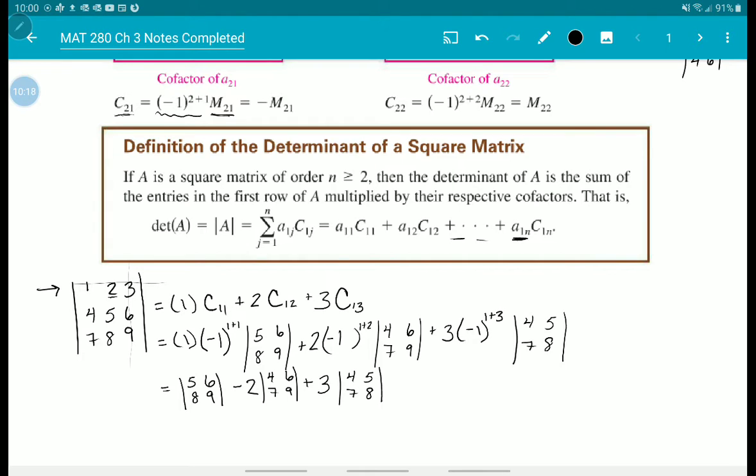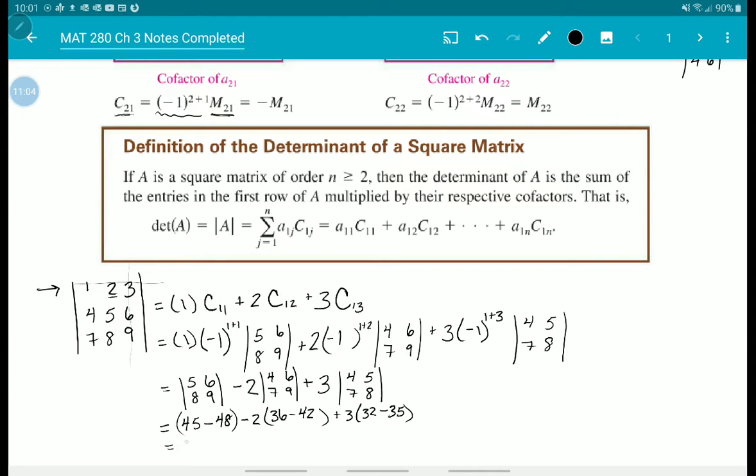Now, in the end, your determinant will always be a number. So our goal is to get down to that number. So let's do some math here. We've got 5 times 9, which is 45, minus 6 times 8, which is 48, minus 2 times this determinant. 9 times 4 is 36, minus 6 times 7 is 42, plus 3 times that last determinant. So 4 times 8 is 20. Just kidding, 4 times 8 is 32, minus 7 times 5 is 35.